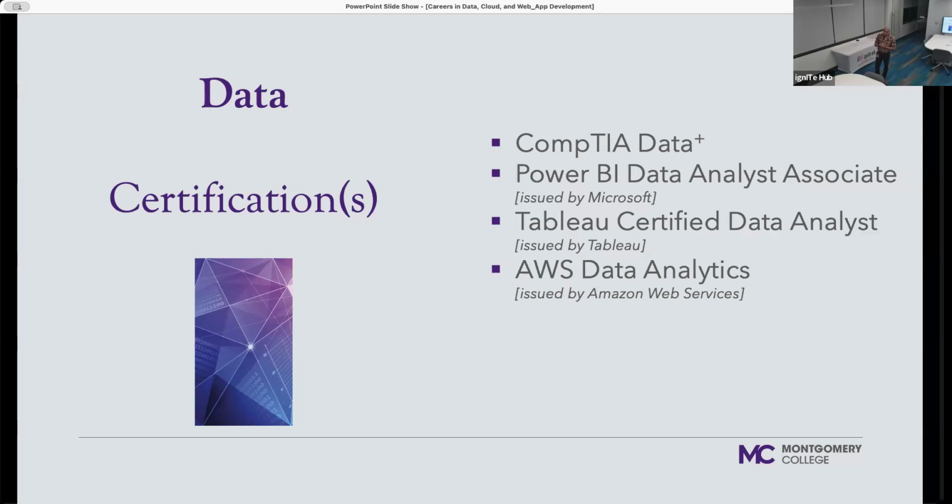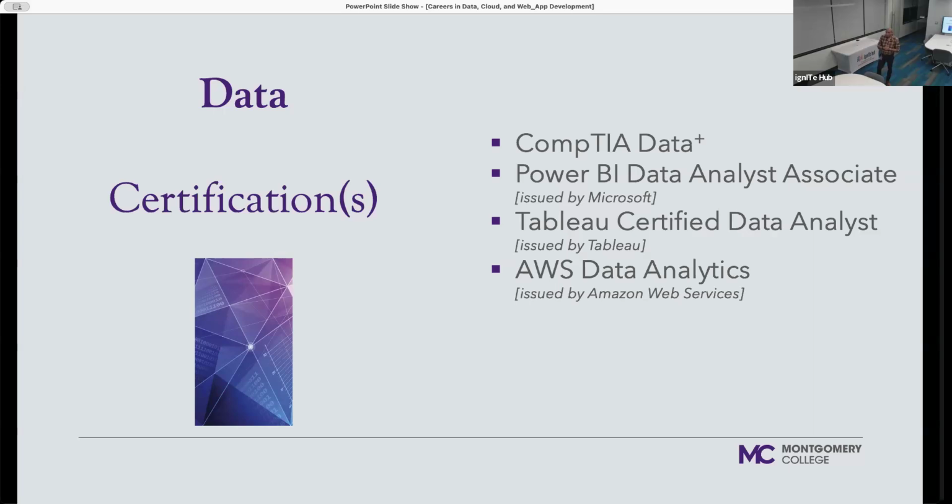Remember when we were talking about the hard skills for data, we talked about Power BI. So there's a certification called Power BI Data Analyst Associate. There's actually a couple for Power BI, but again, these are intro. All of these are intro. And this is issued by Microsoft. Then you have the Tableau Certified Data Analyst. Tableau is a Canadian company, again, very big in the data analytics field.